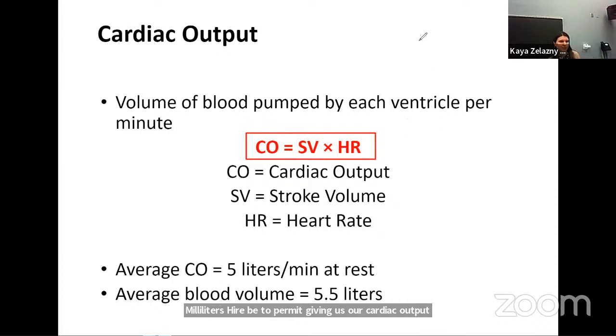On average, a typical cardiac output is about 5 liters per minute at rest. And the typical amount of blood volume is about 5.5 liters, right? The difference here is that we remember at the end of systole we do have an end systolic volume. We do have some blood that remains in the heart. We have some blood that may be remaining in your body. So there's a slight difference here.